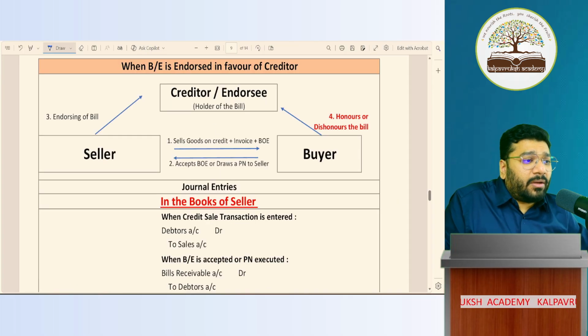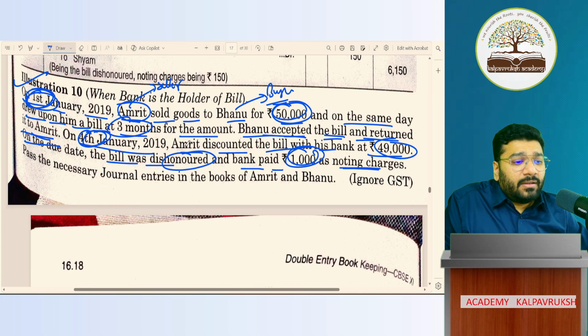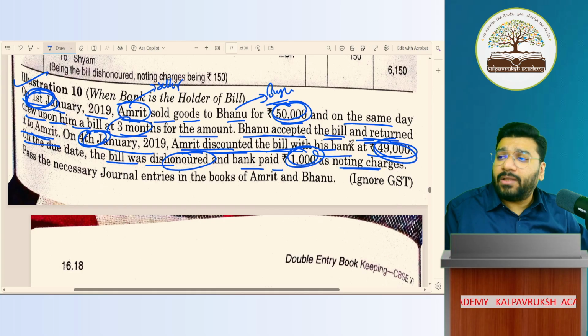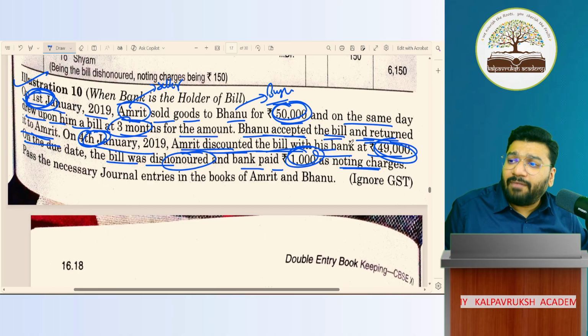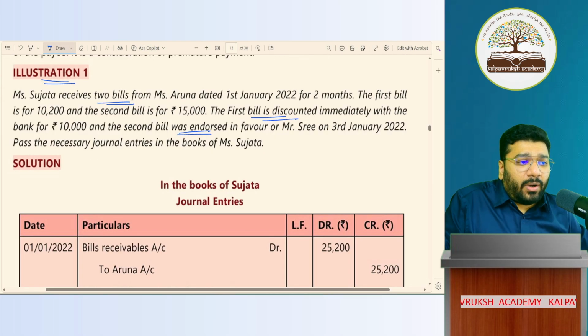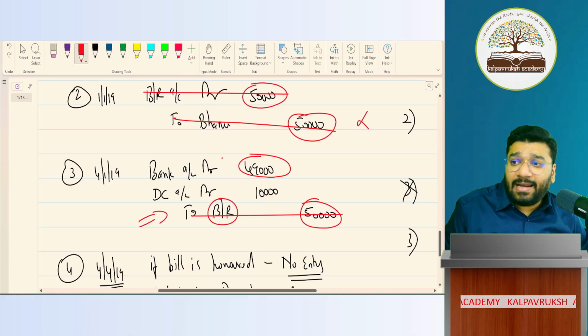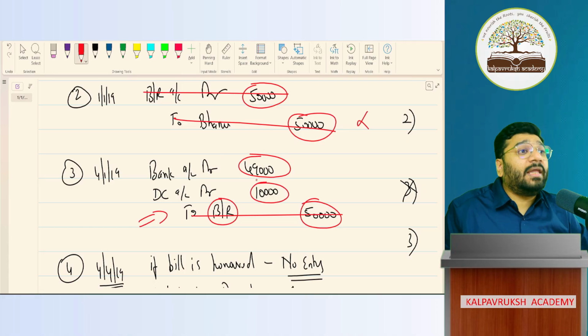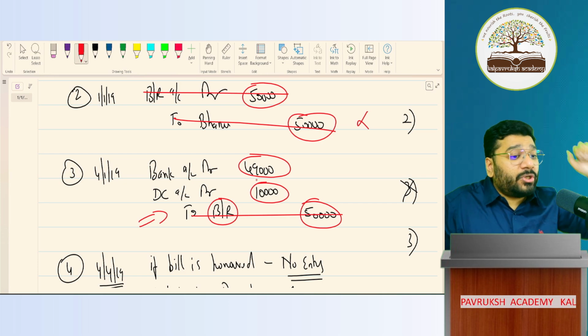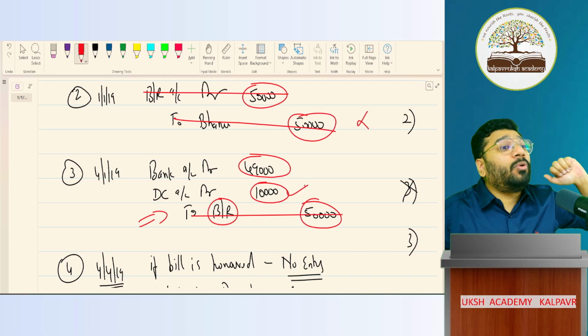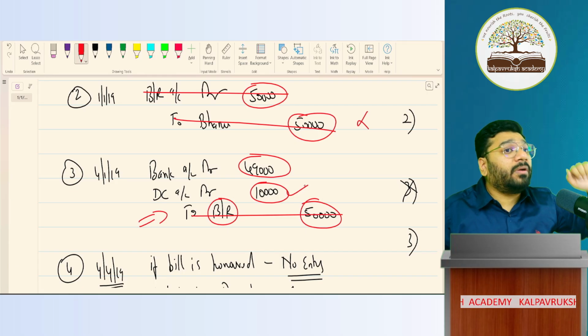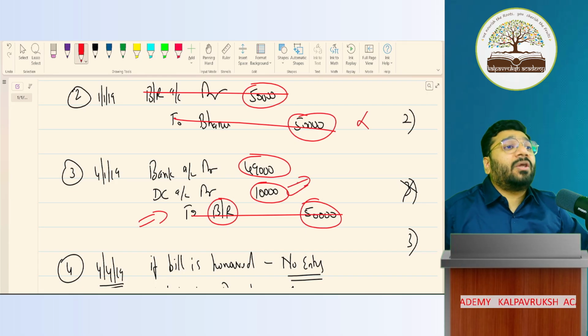How much money has he given? In the question they're telling, banker, I'm going to discount the bill with the bank at 49,000. How much money came to you after discounting? 49,000. So debit what comes in? How much money came in? 49,000. Then the remaining 1,000 did not come, what is that? It is the discounting charges. Lucky fellow you are. In this question, 1,000 rupees they gave us as discounting charges.